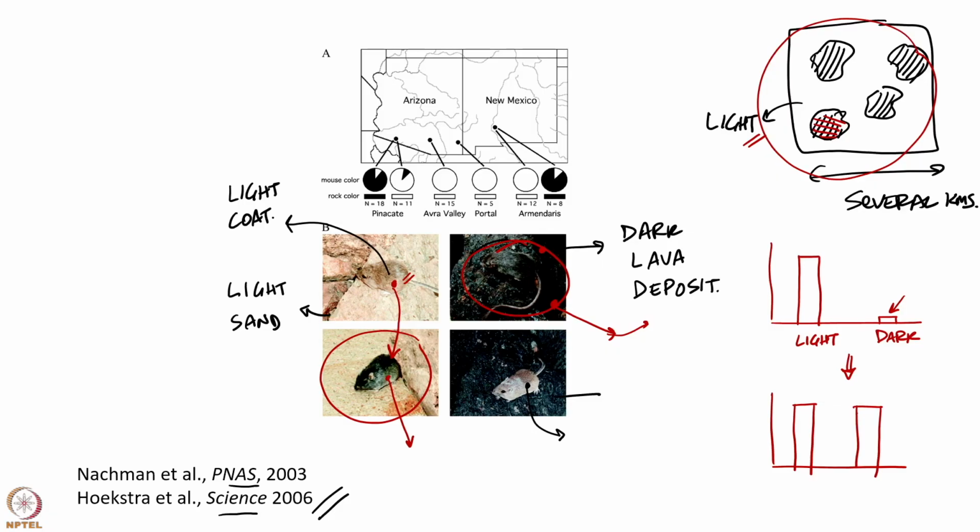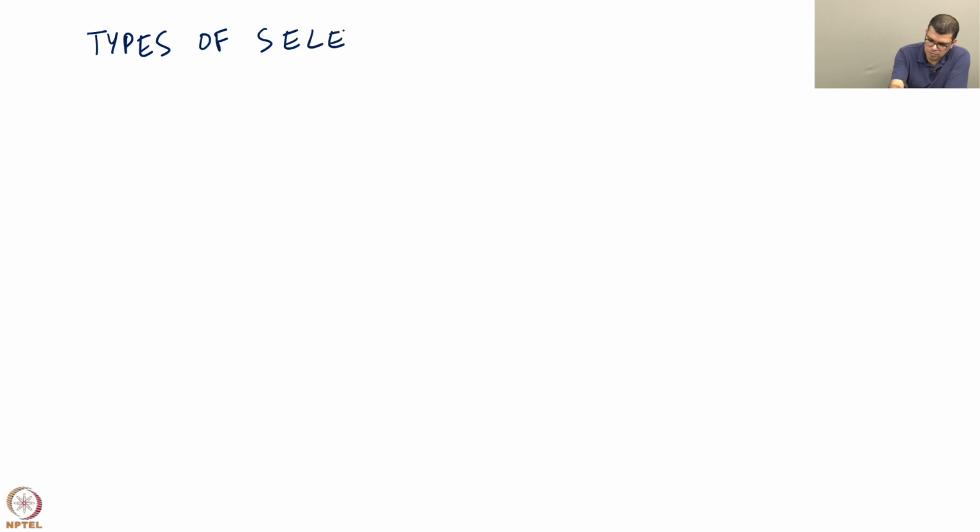The last thing we will discuss before we wrap this lecture up is this idea of types of selection. Selection can act in different ways, and I just want to spend a few minutes discussing that before we wrap up this lecture. The first is called directional selection.